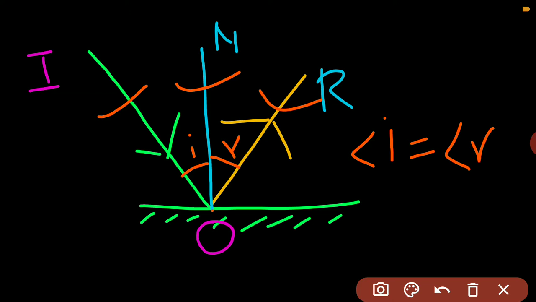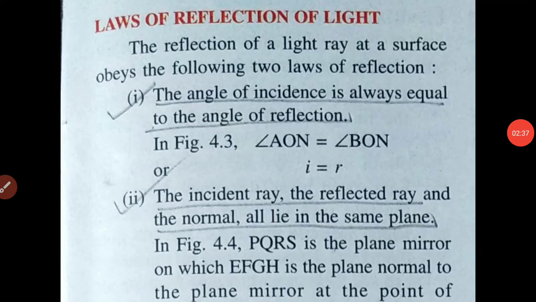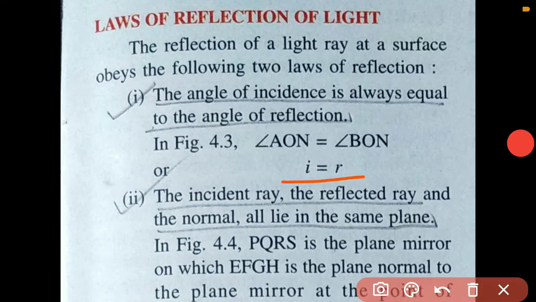So let us go back to your book, which is page number 53, where we are discussing the laws of reflection of light. The reflection of light ray at a surface obeys the following two laws, which I have just now discussed. Number one, the angle of incidence is always equal to the angle of reflection. Number two, the incident ray, the reflected ray, and the normal all lie in the same plane.